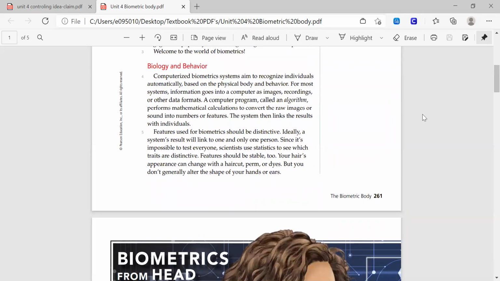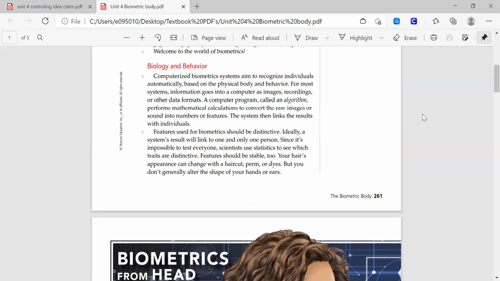Biology and behavior. Computerized biometric systems aim to recognize individuals automatically based on the physical body and behavior. For most systems, information goes into a computer as images, recordings, or other data formats. A computer program, called an algorithm, performs mathematical calculations to convert the raw images or sound into numbers or features. The system then links the results with individuals.